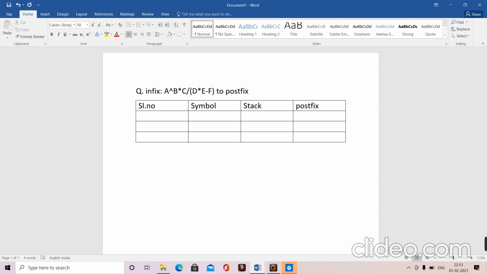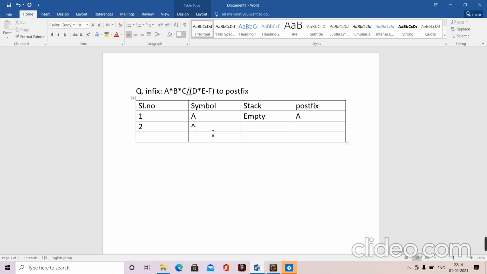In the very first step, we take the first operand a. When symbol a is taken, the stack will remain empty and your postfix will be a only. Now the next symbol that we have to take is exponentiation, in step number 2.